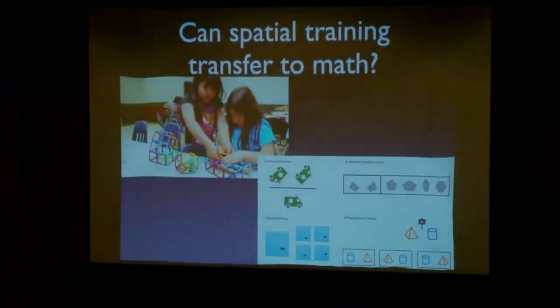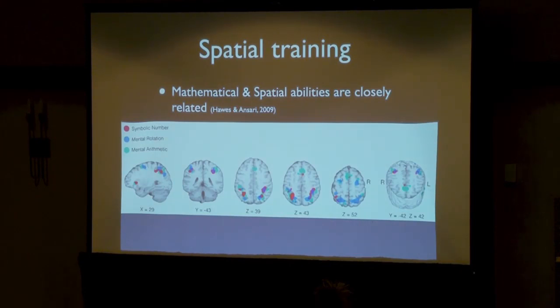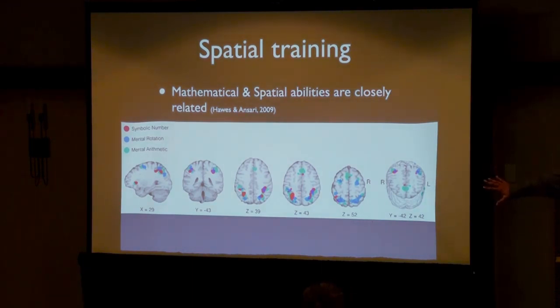Finally, I just want to briefly talk about something that I find really exciting, and something that I think in mathematics education we need to really pay a lot of attention to. Math is so closely related to space that this raises the question whether spatial training can transfer to math. And as I said, mathematics ability and spatial abilities are closely related. My former student Zach Horst did his PhD on this, and one thing that we did was we took all of the brain imaging studies that had looked at symbolic number processing and mental arithmetic, and all of them that had looked at mental rotation.